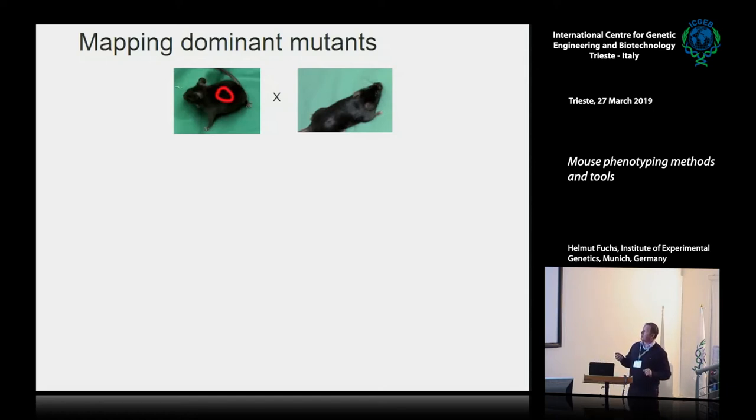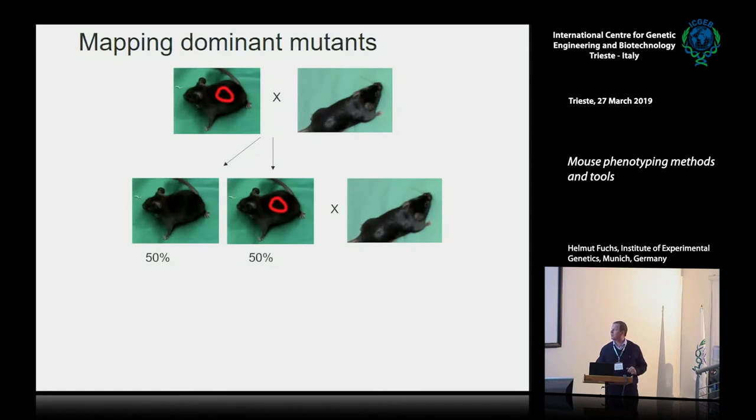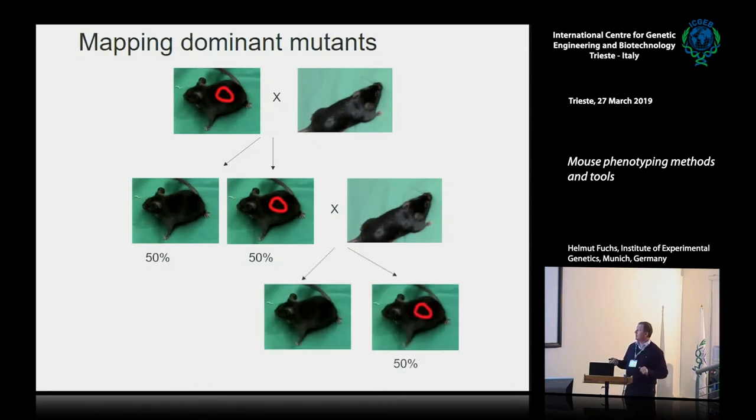So how to proceed with this? Let's consider we have a mouse, just for example, with this red circle on the neck. This mouse is on a C3H genetic background. So now we take a mouse on a different genetic background, for example, a Black 6 mouse. We produce offspring from this mouse. We just select the ones which show the phenotype, and the mice with the phenotype again are mated to another wild type Black 6 animal. And then we again have a fraction of 50% animals showing the phenotype and 50% without phenotype.